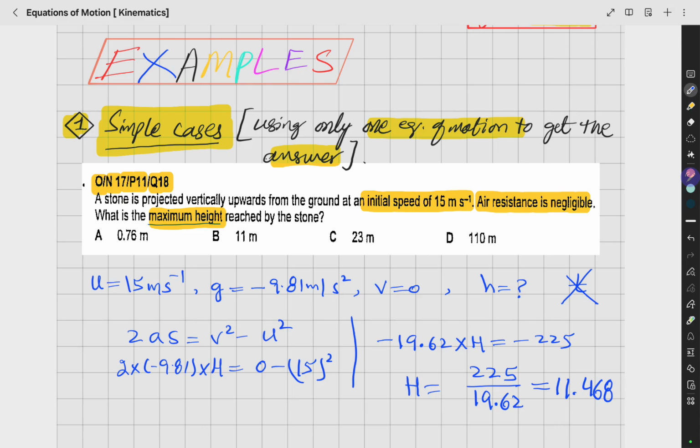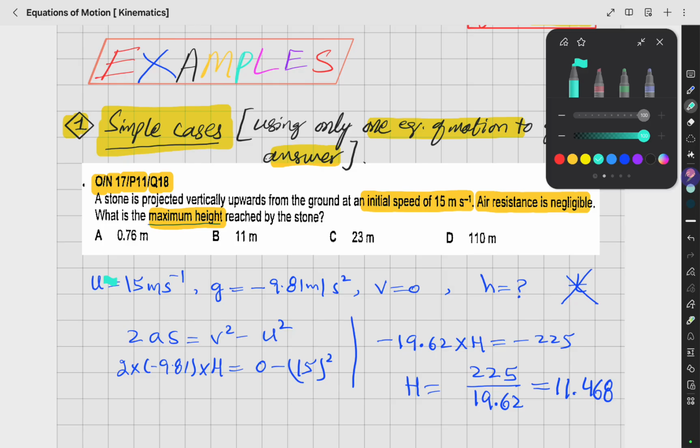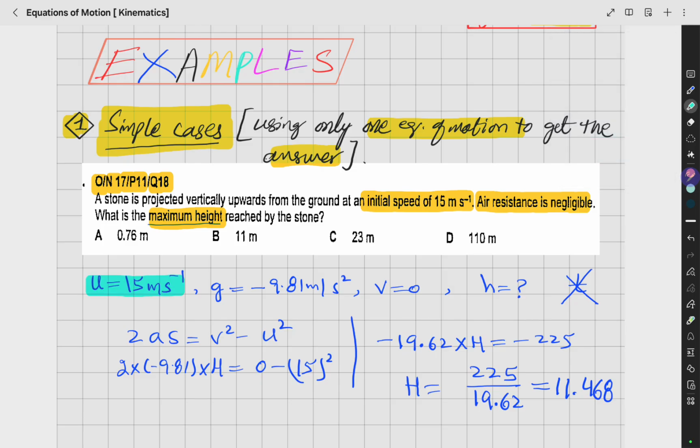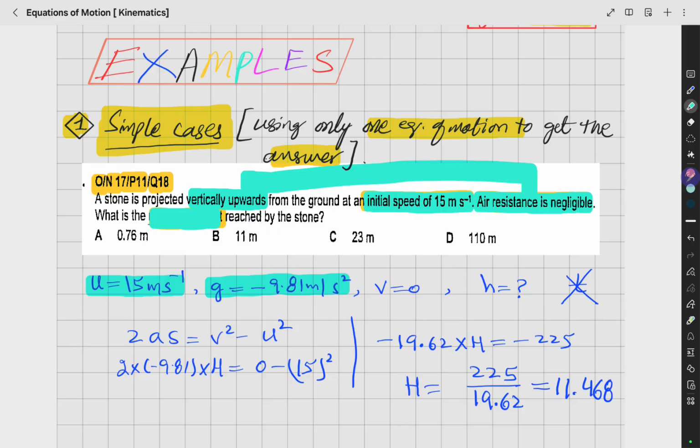So you can see that you have to pick the data. The first data that you will pick is the initial velocity, which is 15, given over there. Then g is minus 9.81. How do you know g is minus 9.81? One, the air resistance is negligible, and second, it is projected upward. These two things tell you that g is minus 9.81. And then the maximum height helps you identify that v is 0, because I told you that you need to have at least three quantities. So this is the first quantity, this is second, and this is third.